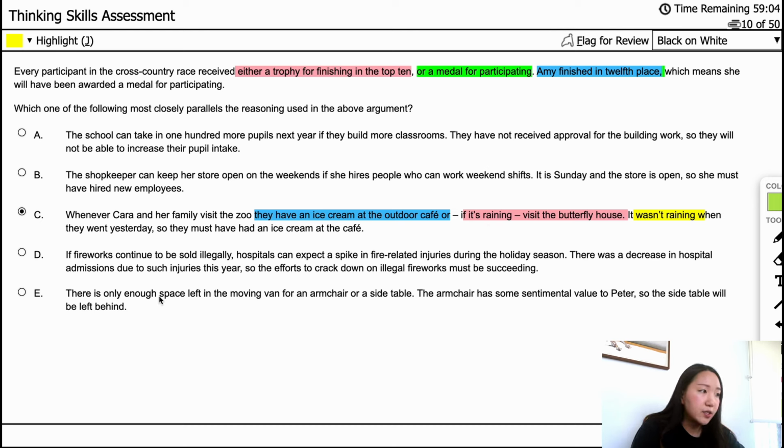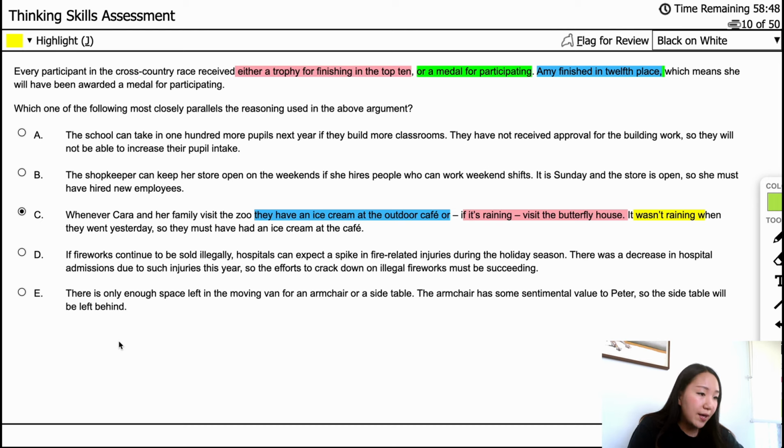Let's look at the other two just in case. So if fireworks continue to be sold illegally, hospitals can expect a spike in fire-related injuries during the holiday season. There is a decrease in hospital admissions. That's just about some policy, I guess. Efforts to crack down on illegal fireworks, not relevant.